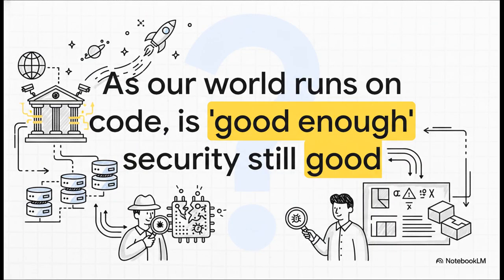Which brings us right back home to one last critical question. From our banking systems to our missions to other planets, our world runs on this hidden language. We know the detective can find flaws, but the architect can actually prevent them. So we really have to ask ourselves, for the systems that truly matter, when does good enough security stop being good enough? When do we need to stop just hunting for bugs and start demanding mathematical proof?